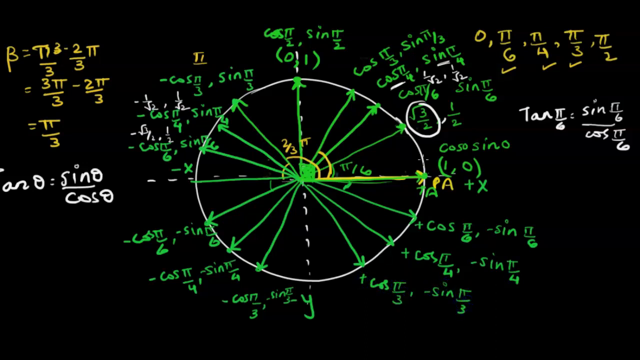After looking at all this, we can write down the CAST rule. So the CAST rule says this is CAST. The first quadrant is all positive. So cos value is positive, sine value is positive. And because sine and cos both are positive, positive divided by positive means tan is also positive. Therefore, the first quadrant is everything positive.